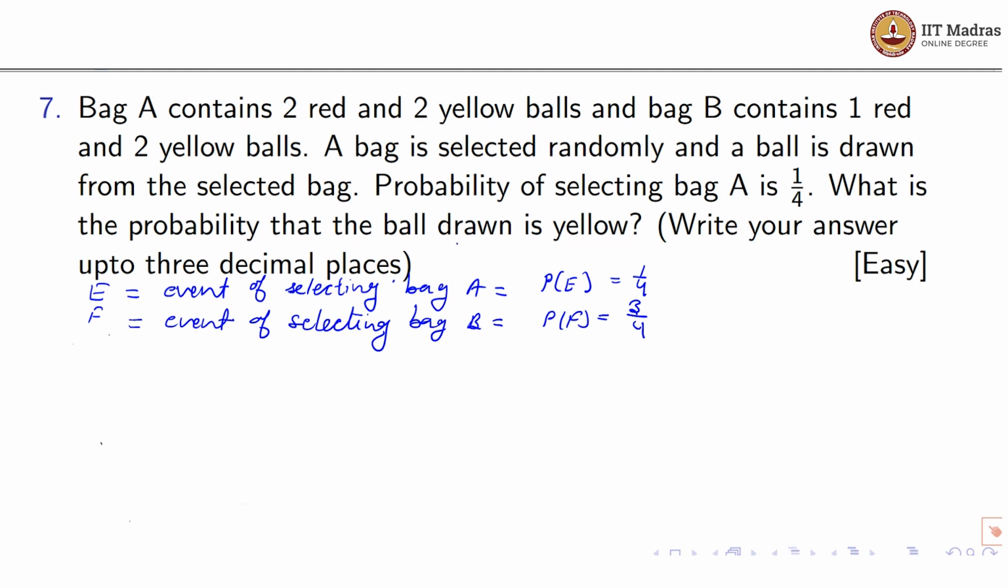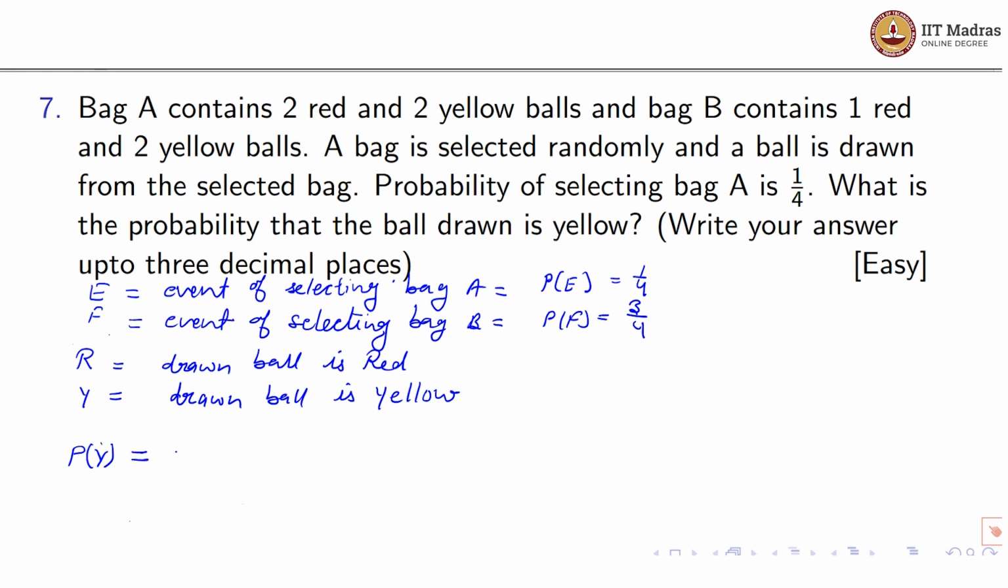So what is the probability that the drawn ball is red or yellow? Let me define two events R and Y. R is the event that the drawn ball is red, and my event Y is that the drawn ball is yellow. So from the selected bag a ball is drawn, and R and Y I am defining as the events of the drawn ball being red and the drawn ball being yellow. So we have to find P of Y, that the drawn ball is yellow. That we have to calculate.